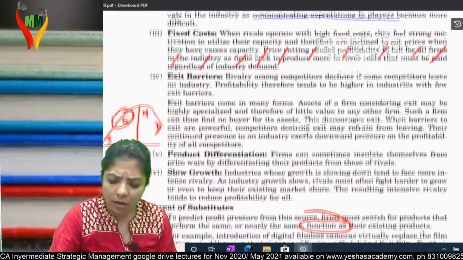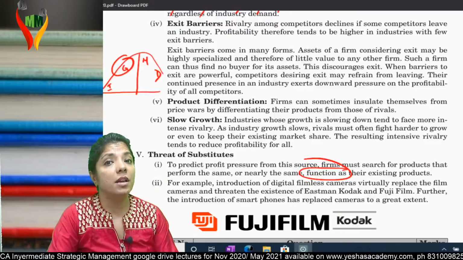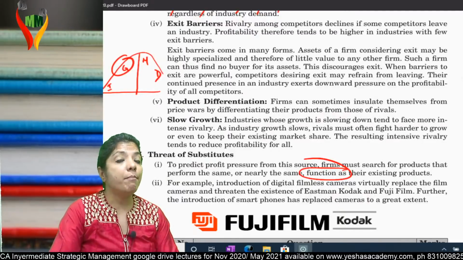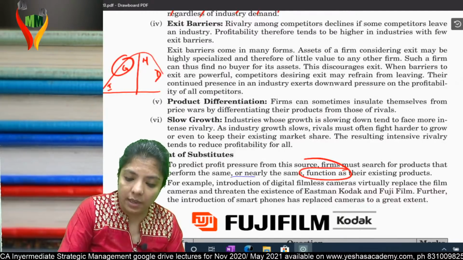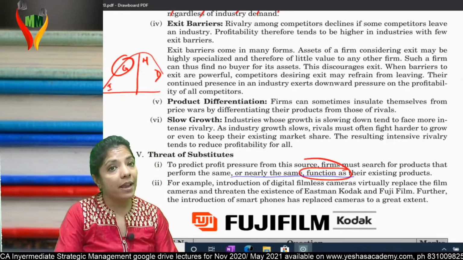And the last one is substitute. I've already specified. Substitute does not mean the same product, but it gives nearly the same function. Am I clear?